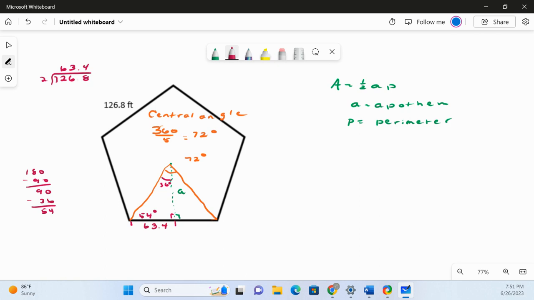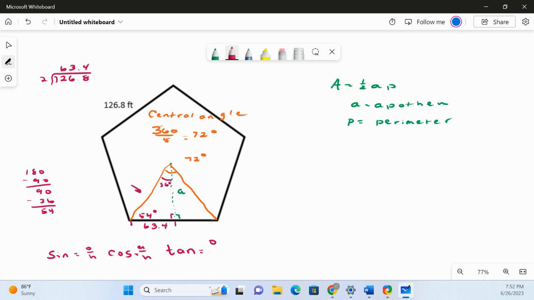And so now I'm just going to use my trig ratios. So we've got sine, cosine, and tangent. Sine is the opposite over the hypotenuse. Well, I don't know the hypotenuse. This side right here would be the hypotenuse. I don't know that, so I can't use sine. Cosine is adjacent over hypotenuse. Again, I don't know the hypotenuse, so I can't use that one. So then I go to tangent.